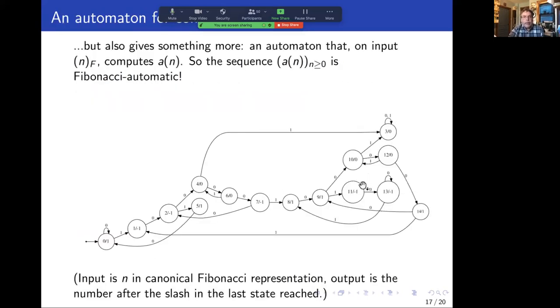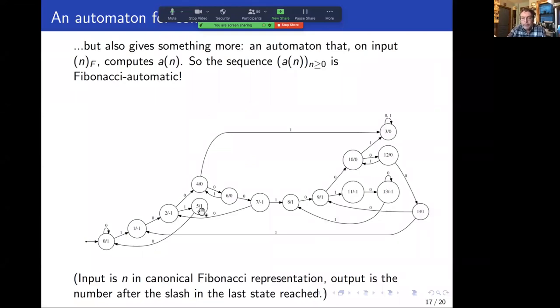Okay, well, it gives us something more now. Because that space is finite, that means that we can turn this into a finite automaton. So there's an automaton that on input, the canonical Fibonacci representation of n, written as a binary string, will compute a of n. So another way to say this is that this sequence of coefficients is Fibonacci automatic. And here is the automaton. So if we want, let's say, the coefficient of 4, we write 4 in Fibonacci representation, which is 1, 0, 1, and we get to the state labeled 5 with output 1, so the coefficient is 1.